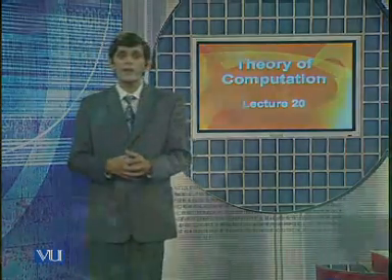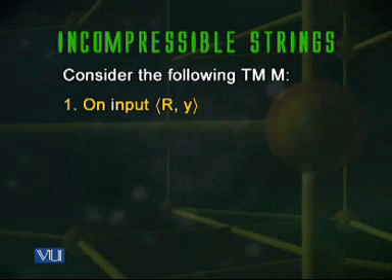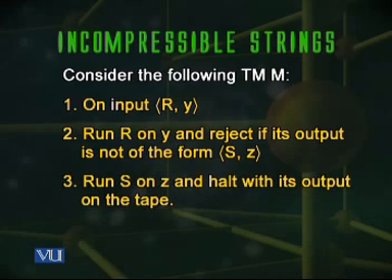Let's prove this theorem formally. We start with the following Turing machine M. On input r and y, it first runs r on y and looks at the output, which is going to be of the form s comma z. Then it runs s on z, and whatever is produced, it just writes that on its output tape and halts. So this Turing machine essentially is decoding twice.